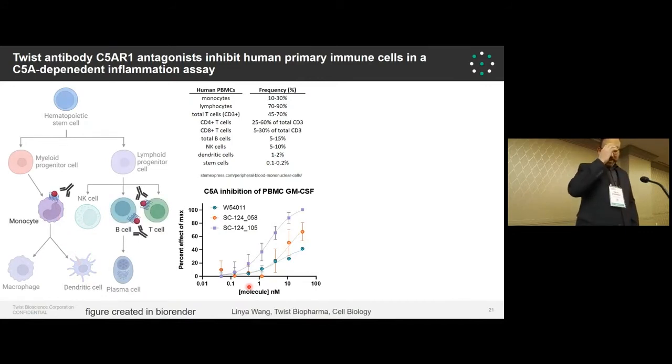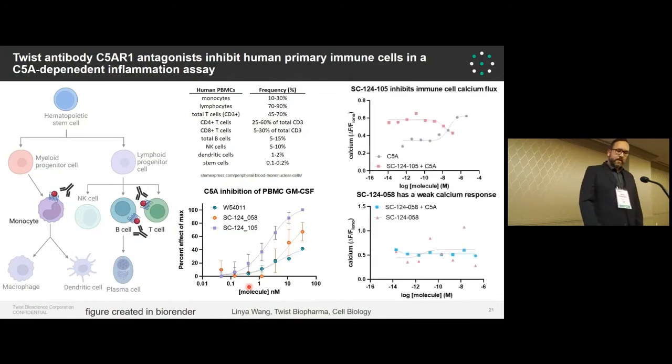Second assay, I just wanted to look at calcium flux, sort of a proxy for inflammation. So just bathe the PBMCs with C5a and look at the immediate calcium response. So that's here. You can see the dose response for calcium flux with C5a, and this 124-105 blocks that calcium response. In this case, the partial agonist really doesn't activate the calcium response or block it in these total PBMCs.